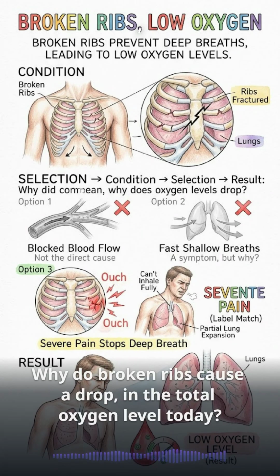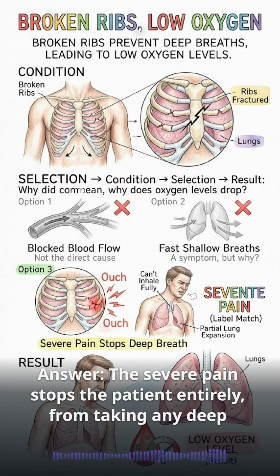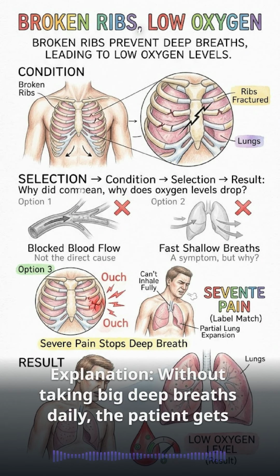72. Why do broken ribs cause a drop in the total oxygen level? The severe pain stops the patient entirely from taking any deep breaths in. Without taking big deep breaths, the patient gets much less oxygen in their blood.